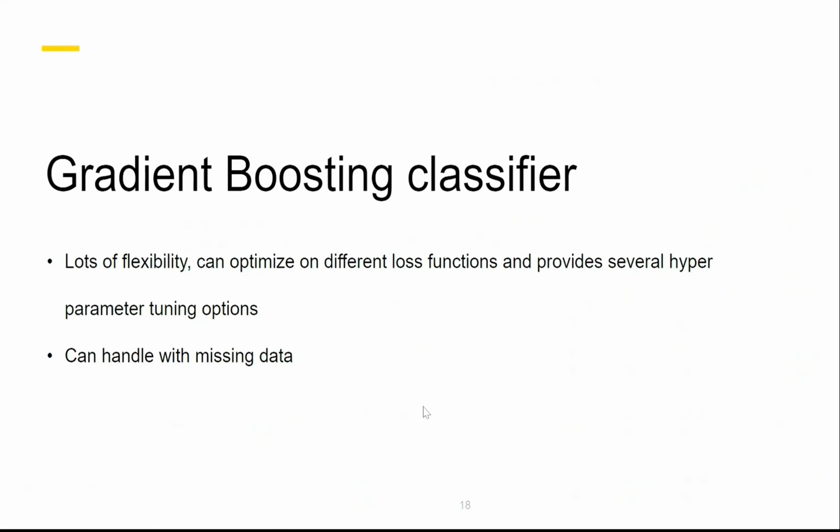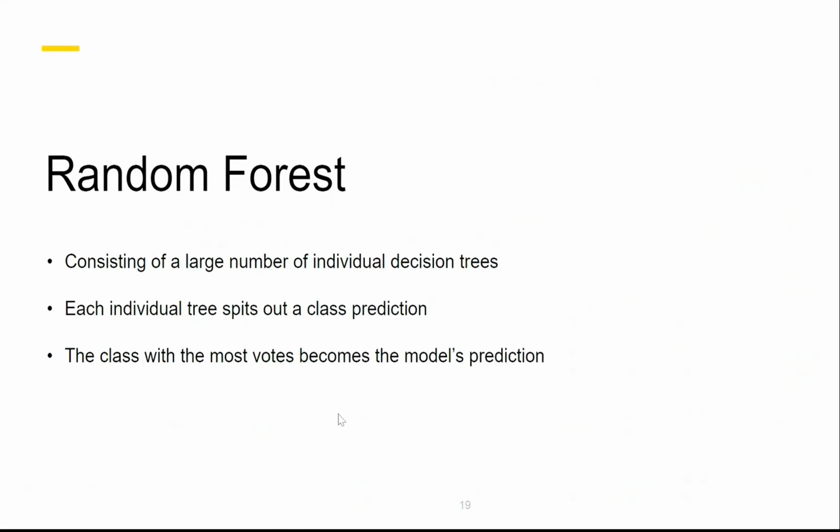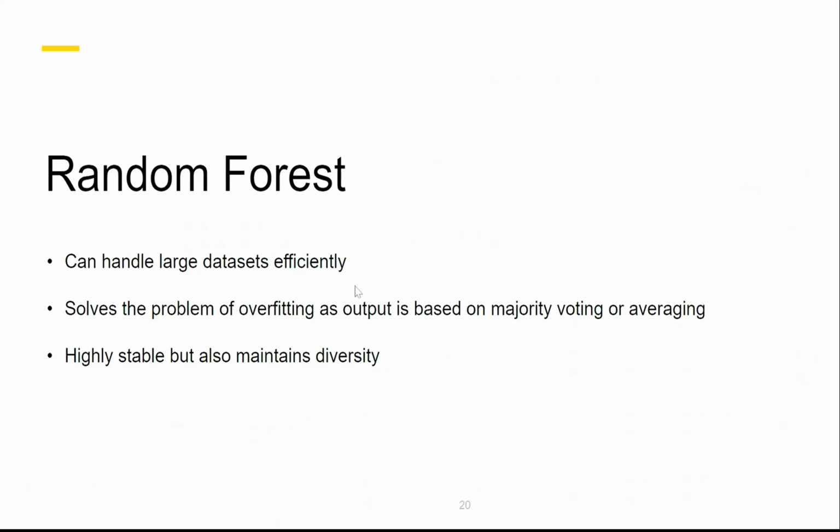Then let's move to the second method, random forest. In this method, there exists a large number of individual decision trees, and each individual tree spits out a class prediction. The final result comes from the class with the most votes. Let's take a look at its pros. First of all, random forest performs well at handling large datasets, and it solves the problem of overfitting as output is based on majority voting or averaging.